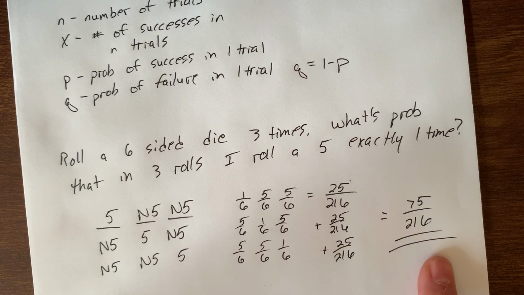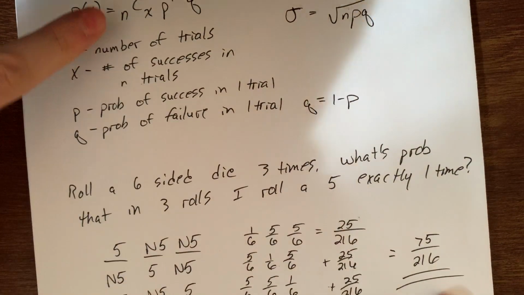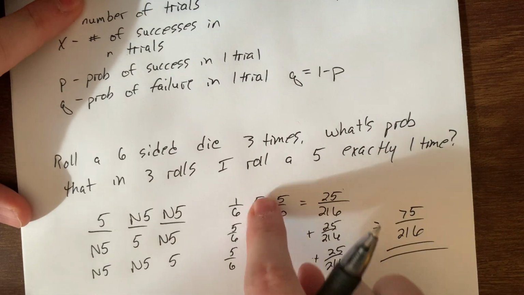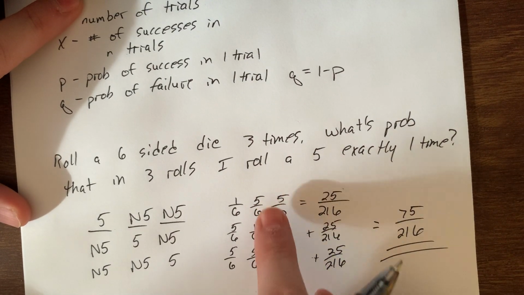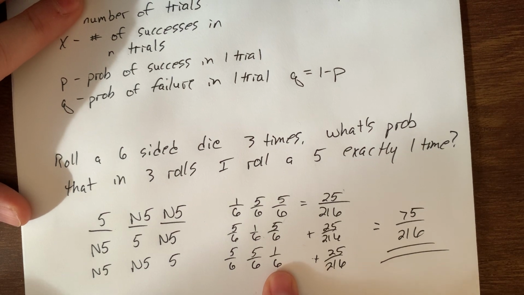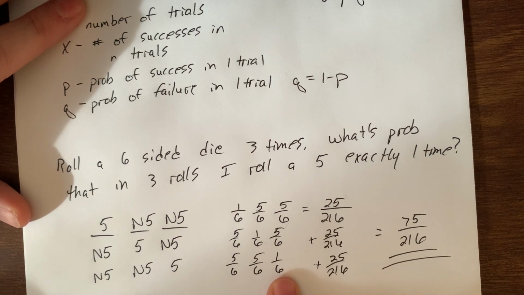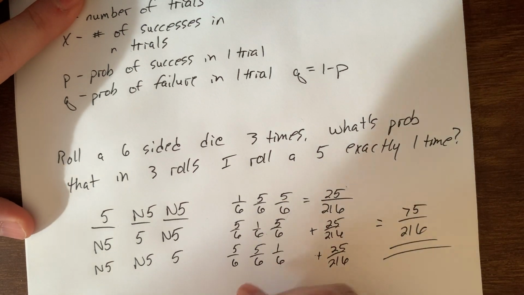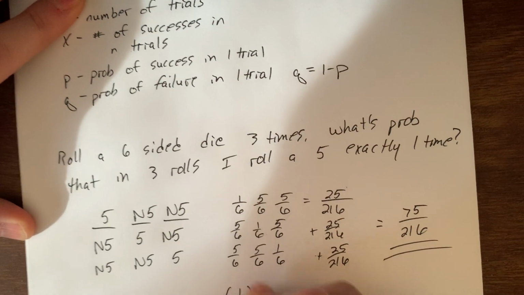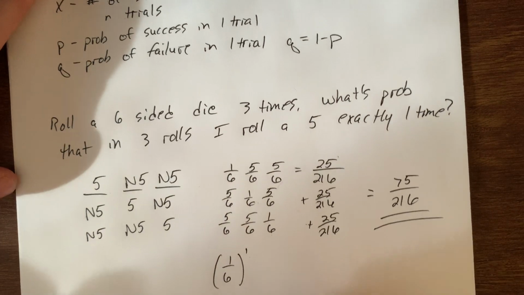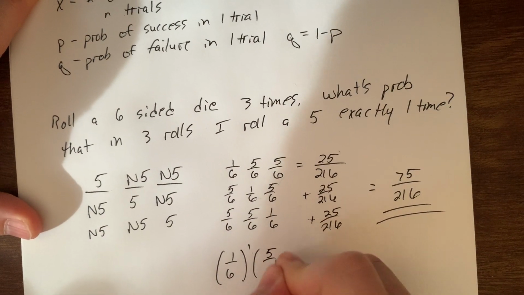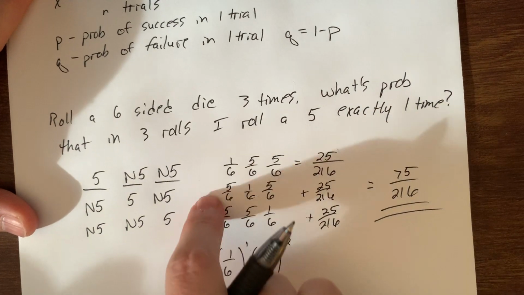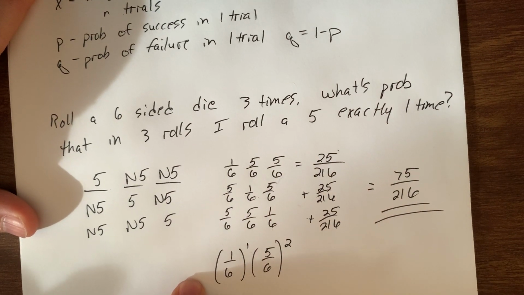And now let's work backwards and see what happened and why this formula works the way it does. Because in every single one of these, when you multiply, the order you multiply doesn't matter. Multiplication is commutative. So if I just play some games here, every single one of these I could work into 1/6 to the first power, 5/6 to the second power. And I have 3 of those, so a 3 out in front.